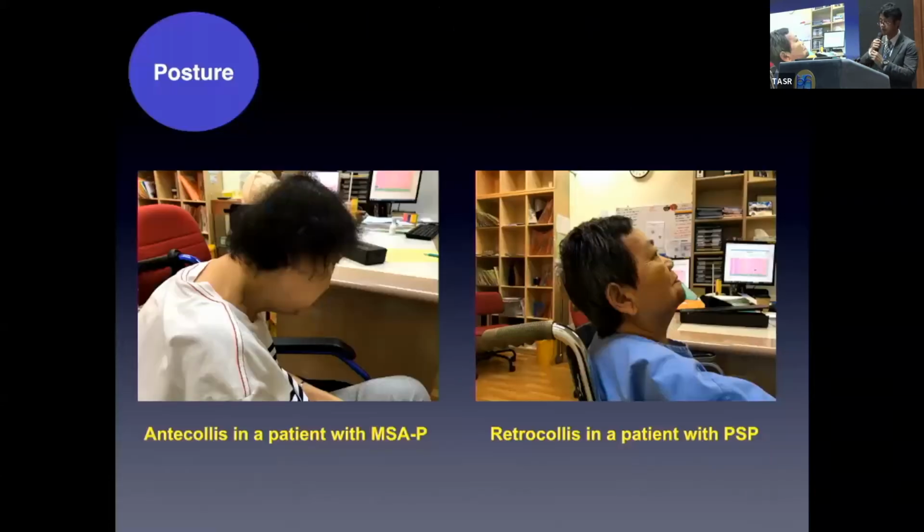Next, we go to the fourth one, which is posture. So posture in a patient, we know the typical stoop posture in Parkinson's disease. But if you have a patient with anterocollis or retrocollis, always think again. In this patient on the left, anterocollis is in MSA and retrocollis in PSP.